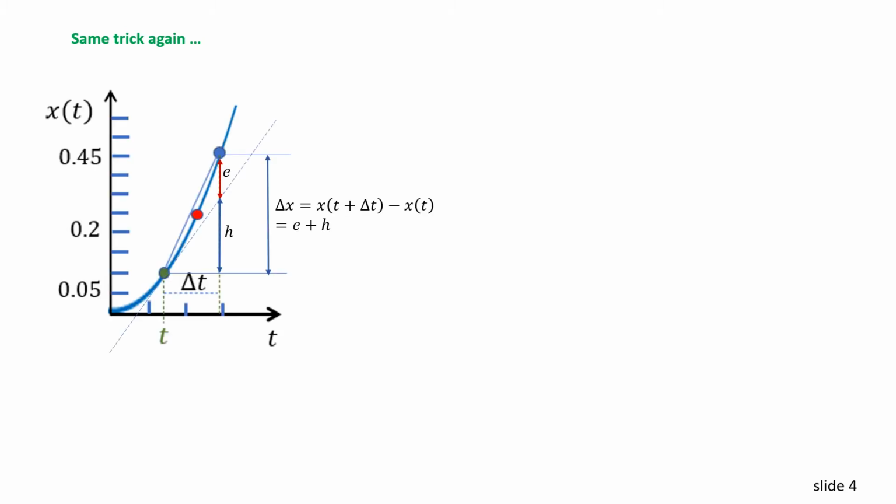Well, we use the same trick again. When we try to find the slope, we have to know the rise over the run. The run here is delta t, and the rise here is this little letter h. But we don't know what h is, so we cannot calculate the slope of the tangent line. However, we can use the average velocity to approximate the slope of the tangent line.